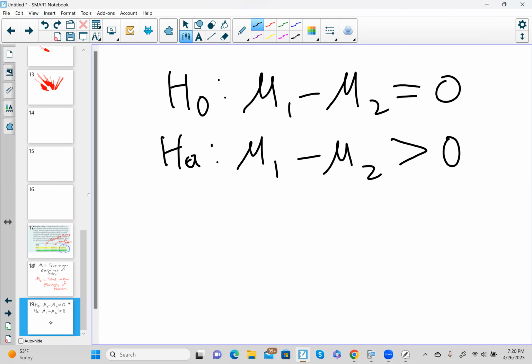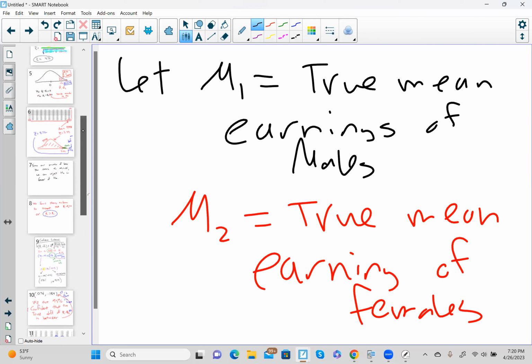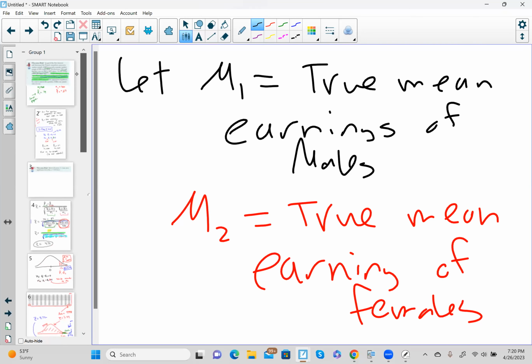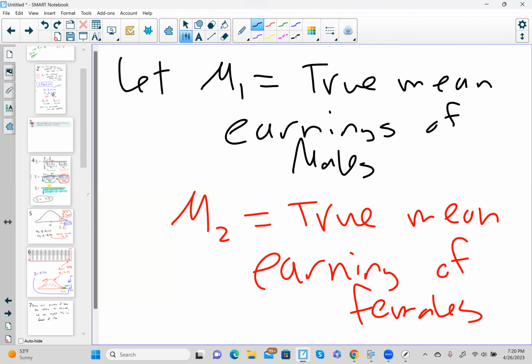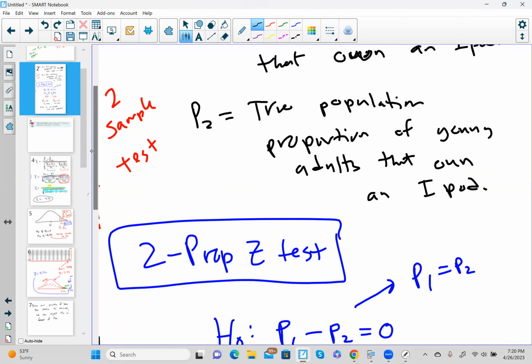Okay, so these are our hypotheses, and it starts off just like the other problem. If you think about it, in the other question, we started off by comparing two proportions. And when we did that, if you look at how it was set up, it's kind of the same thing.